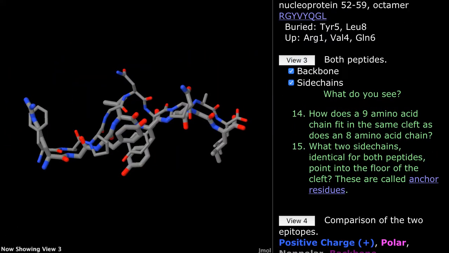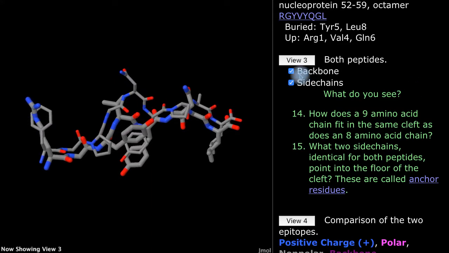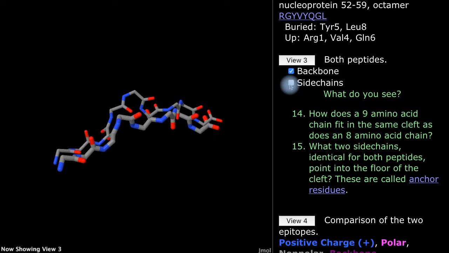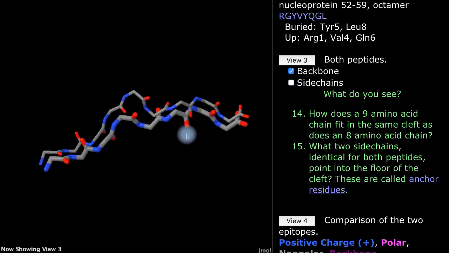View 3 shows only the two peptides superimposed on each other. First, we'll hide the side chains to simplify the view, and we see only the main chain or backbone atoms. Notice that the ends of the peptides match perfectly because they're held in place by the closed ends of the cleft.